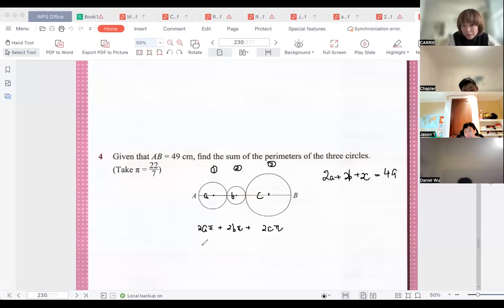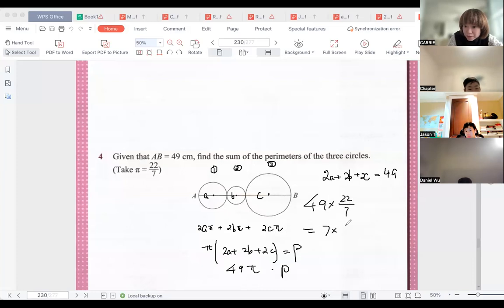Okay, so now we can say pi is a common factor. So pi times (2A plus 2B plus 2C) equals the perimeter of the 3 circles, correct? Am I right? Okay, so that means it's 49 pi, correct? So 49 times pi, 49 times 22 over 7 equals 7 times 22 equals 154 centimeters.